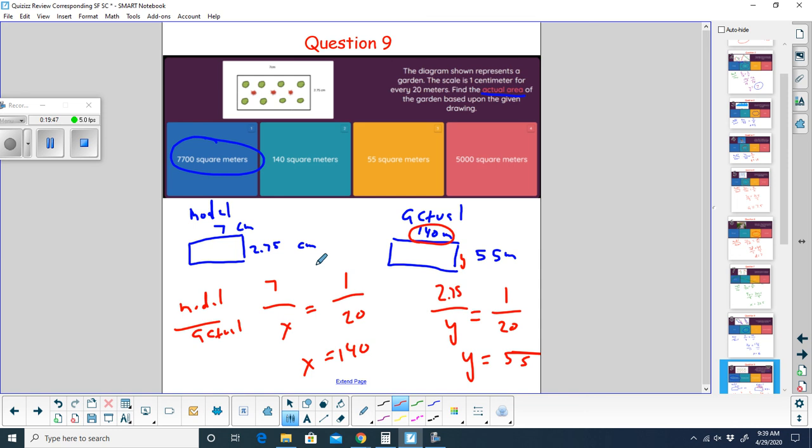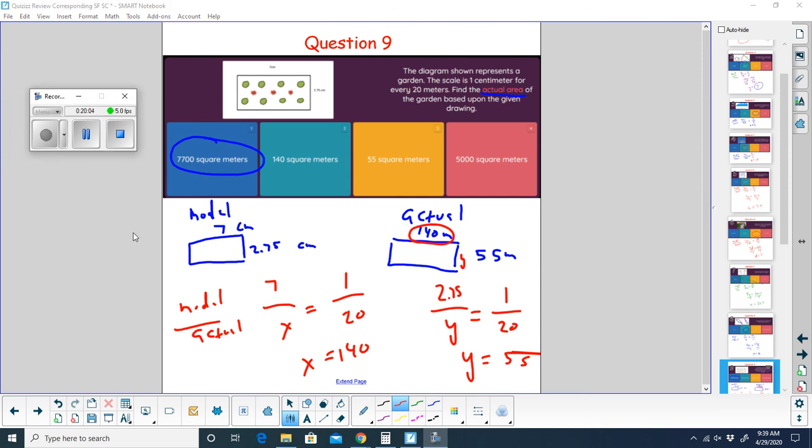All right, so however you do it, as long as you're getting these right, we're okay with it, but I just want you to see proportions will always help you get the answers as long as you set them up. Model to actual, model to actual, model to actual. All right, let's move on to the next question.